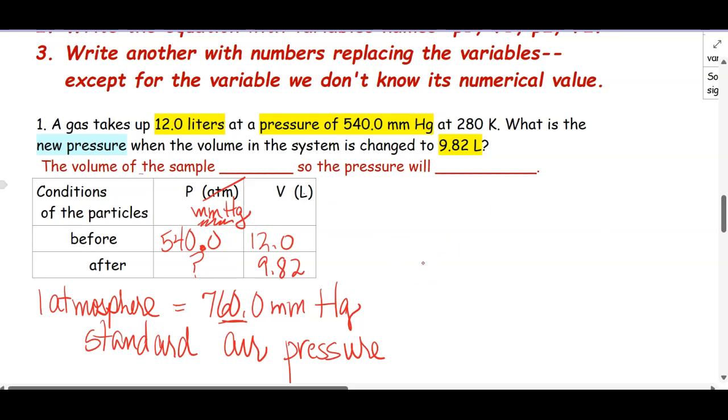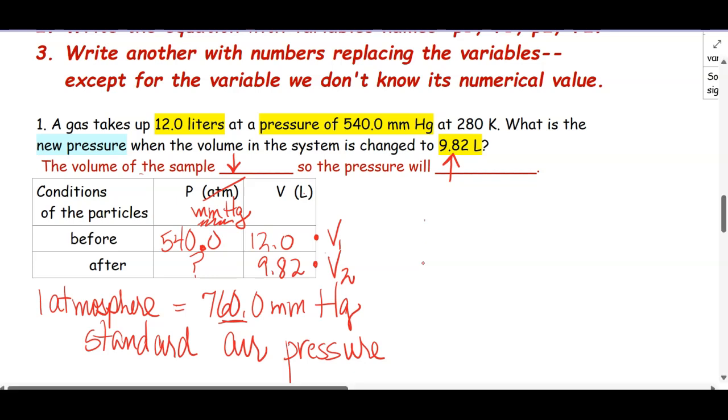Well, did the volume of the sample go up or down from V1 to V2? Well, the volume of the sample went down, decreased, right? So we know the pressure will increase because they're inverse. All right, so that gives us an idea that our answer should be bigger than 540 millimeters of mercury. All right, so what do we do?